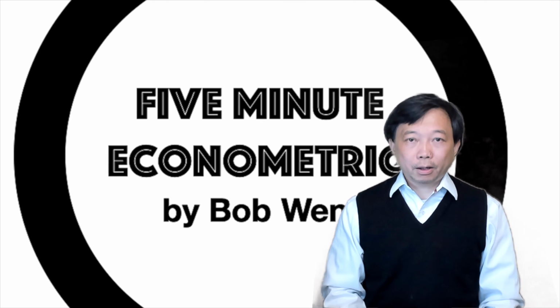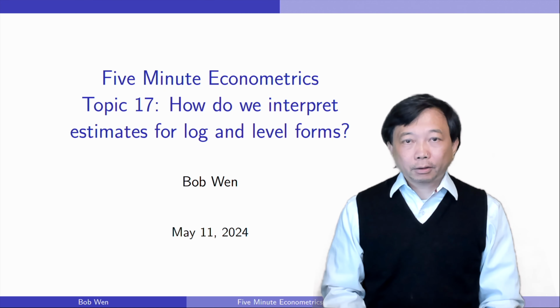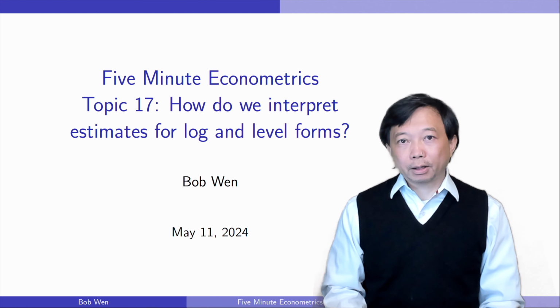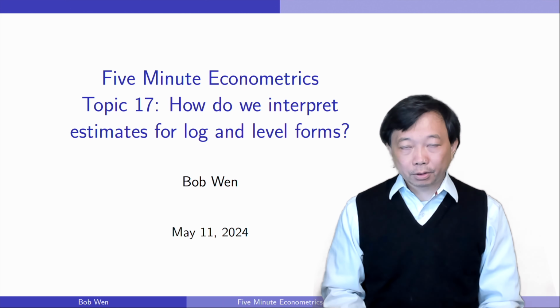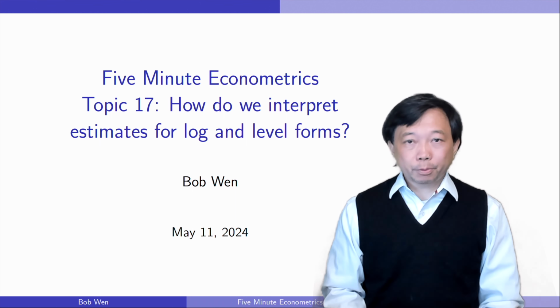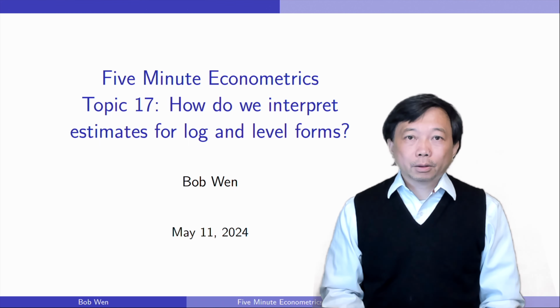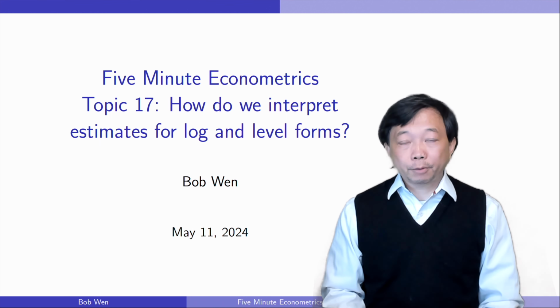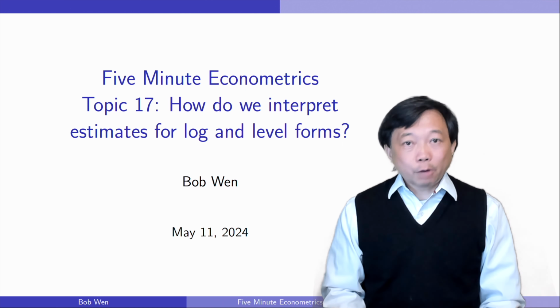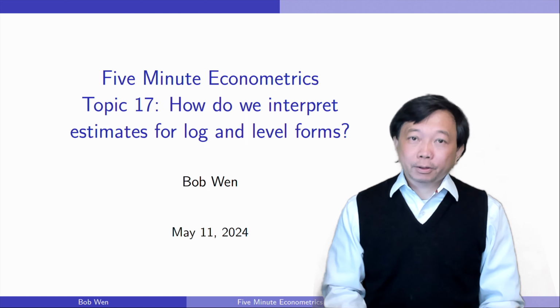Today, we will discuss how to interpret the estimated coefficient when the outcome variable and the explanatory variable of interest take the level form or the logarithmic form. We often see 4 different combinations of the functional forms. I will show you each case with examples.